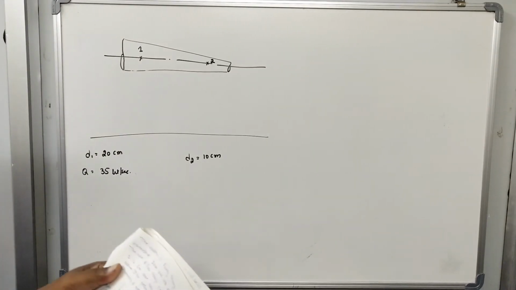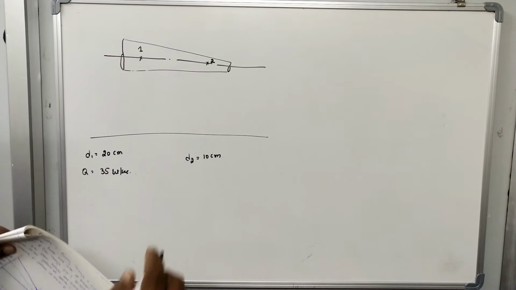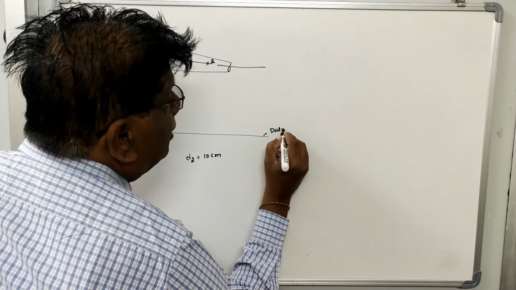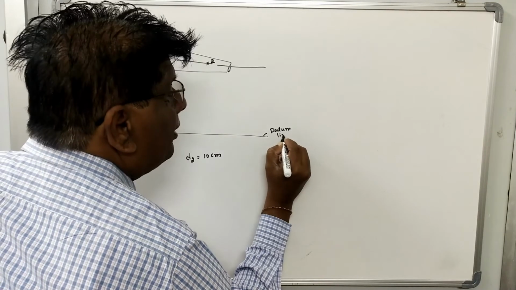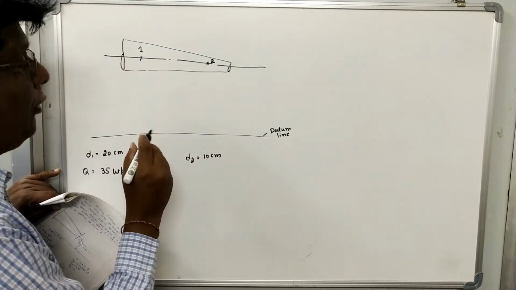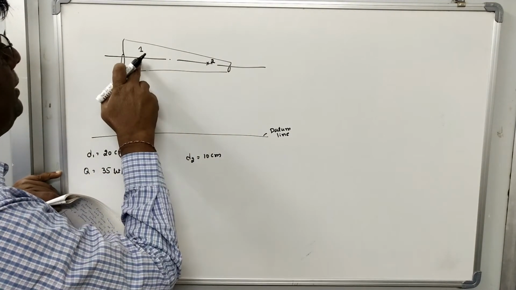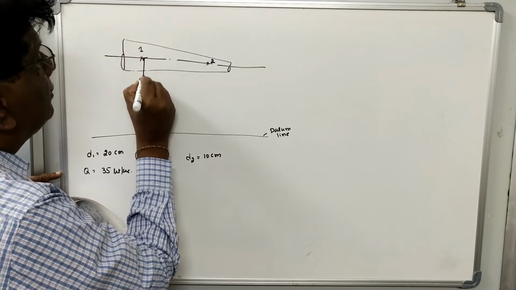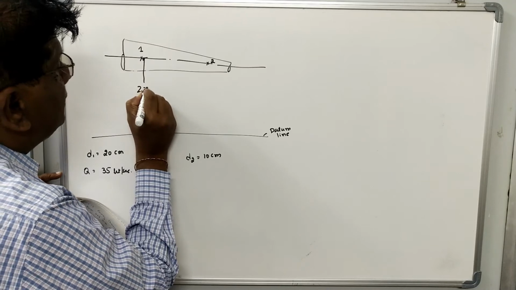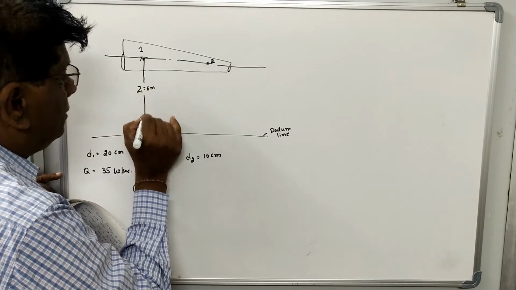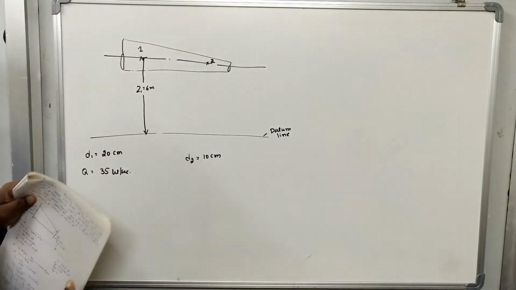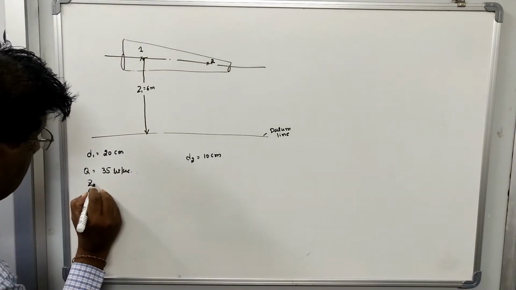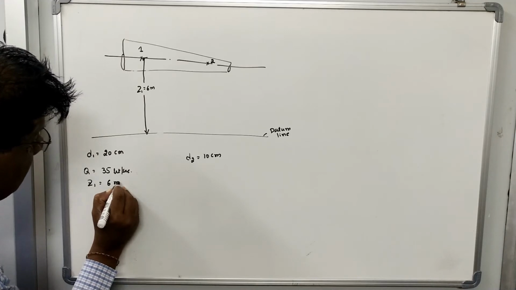Section 1 is 6 meter above the datum. Let us take this as the datum line or reference line. So from this line, section 1 is 6 meter above the datum, that is Z1 is equal to 6 meter.